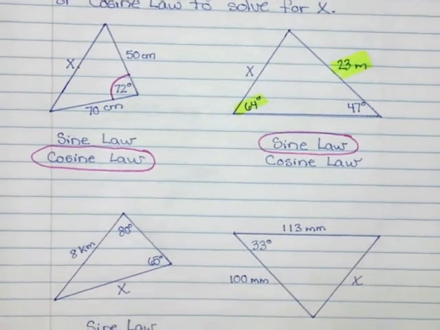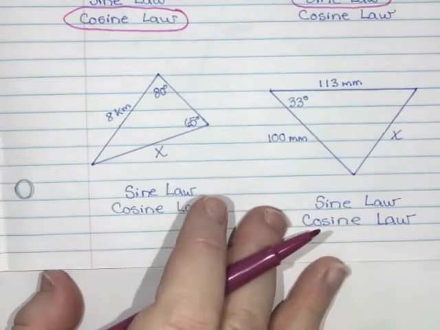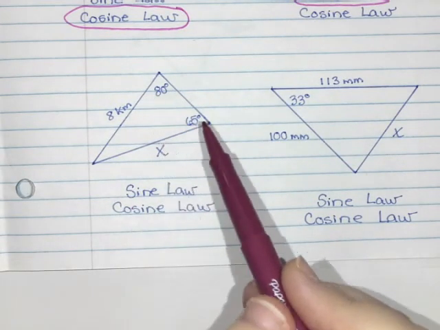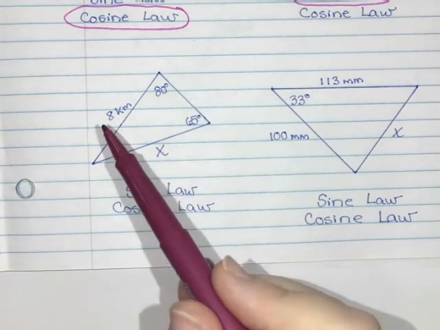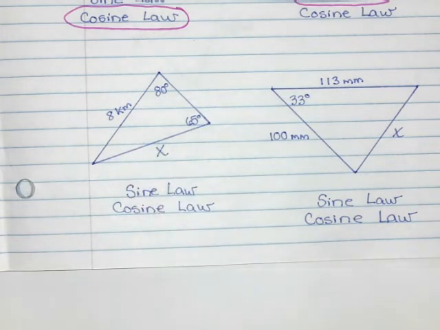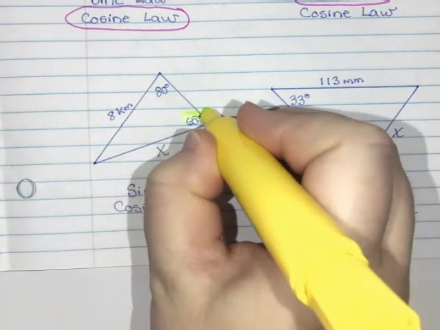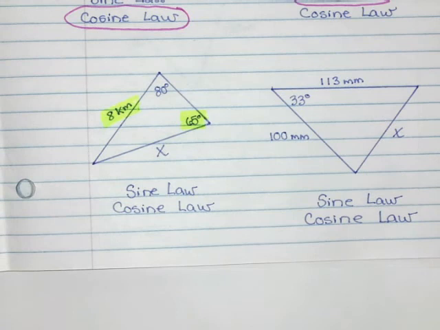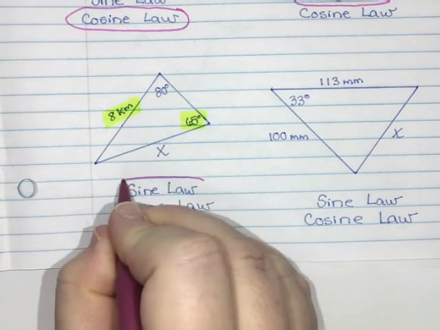All right, let's take a look at the next one. I've got a triangle here with an angle of 80 and 65 degrees. I have a side length of 8 kilometers and a missing side x. So what do you think? Sine law or cosine law? Well, I notice that I have an angle and a side across from it, which tells me I should be able to use sine law.